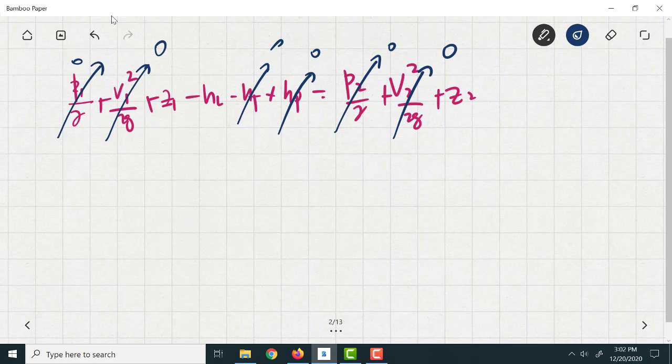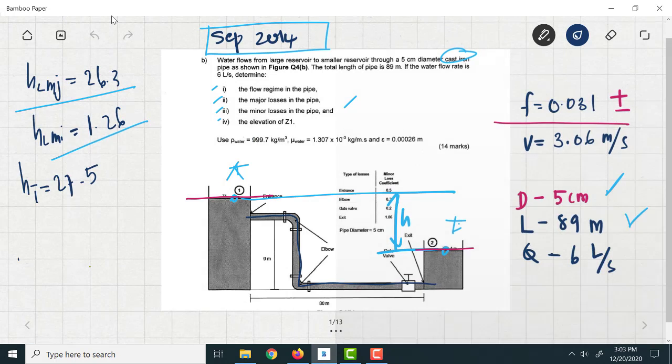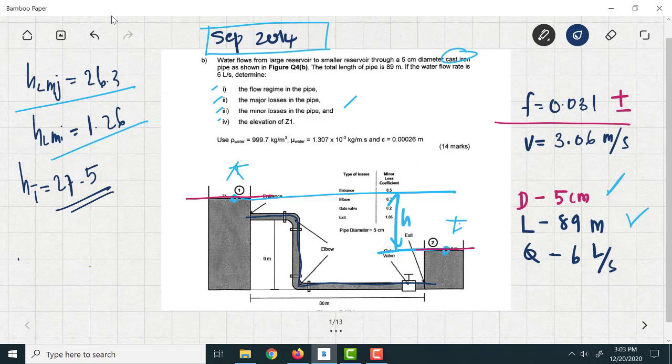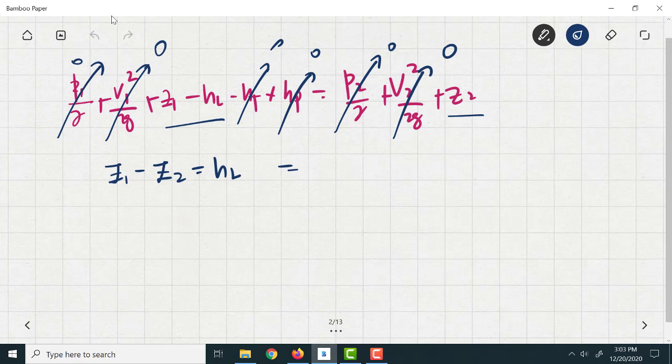So, we want to find the elevation difference between point 1 and point 2. So, from this equation that is simplified, just buat macam ni lah. Z1 minus Z2 equal to HL. Okay, so HL we know that HL is H total kita adalah 27.5 meters. So just masukkan saja nilai 27.5 meters. That is your answer lah untuk soalan ni.